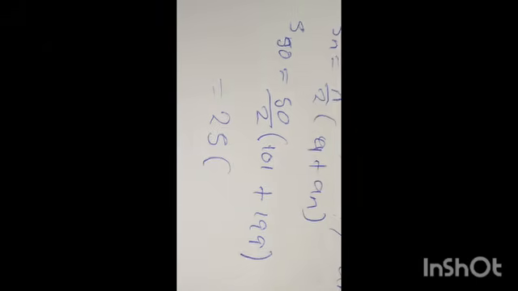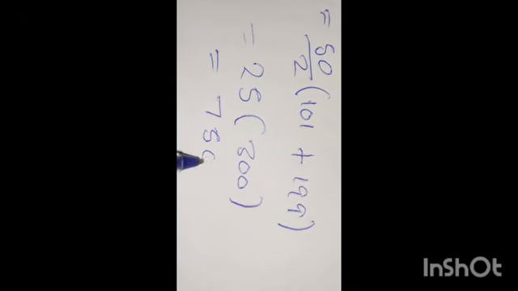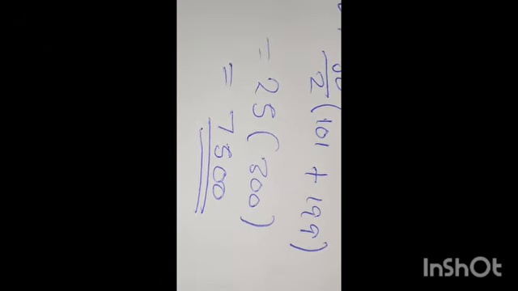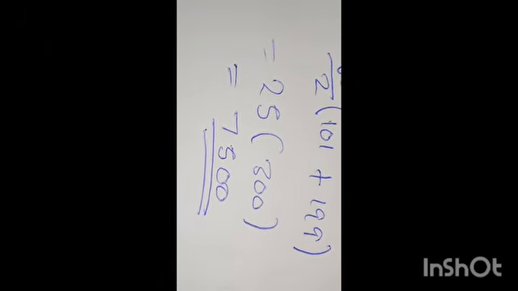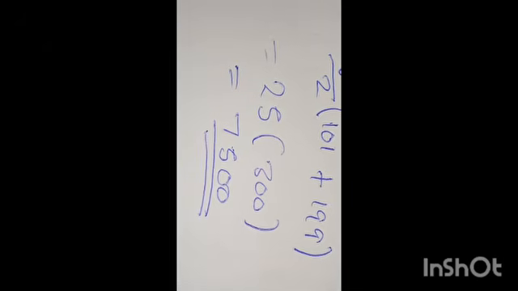If you add 101 plus 199, it gives 300. So we are going to have 25 multiplied by 300, which gives 7,500. So this is our sum of the AP, of the integers or odd numbers between 100 and 200. So the sum is 7,500.